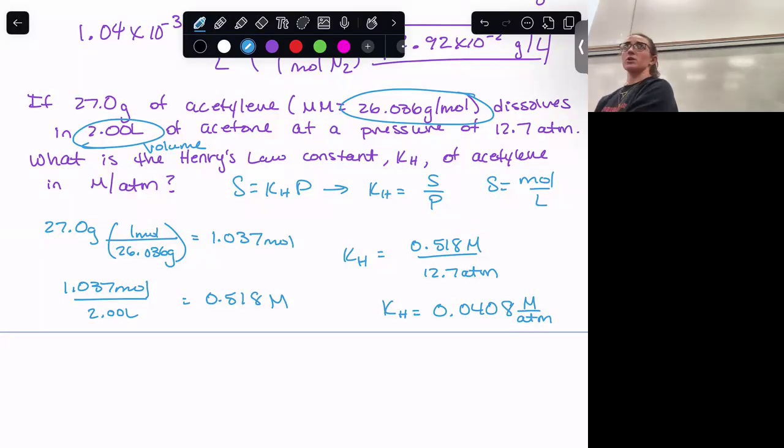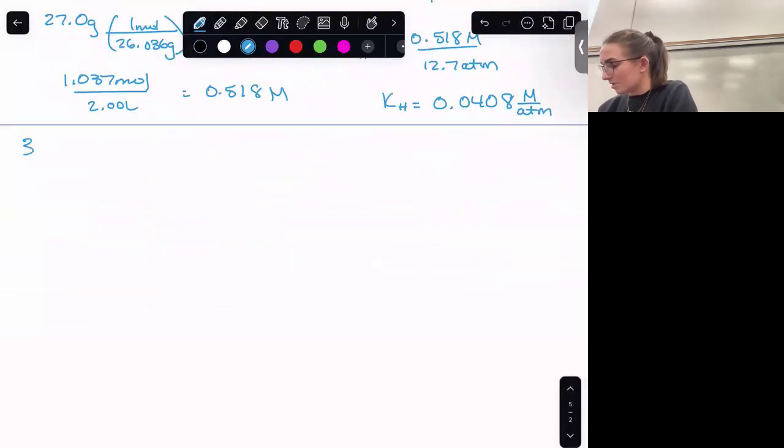Any other questions on Henry's law? Okay, I'll give you one question. You can either do it here or you can take it with you on the road.